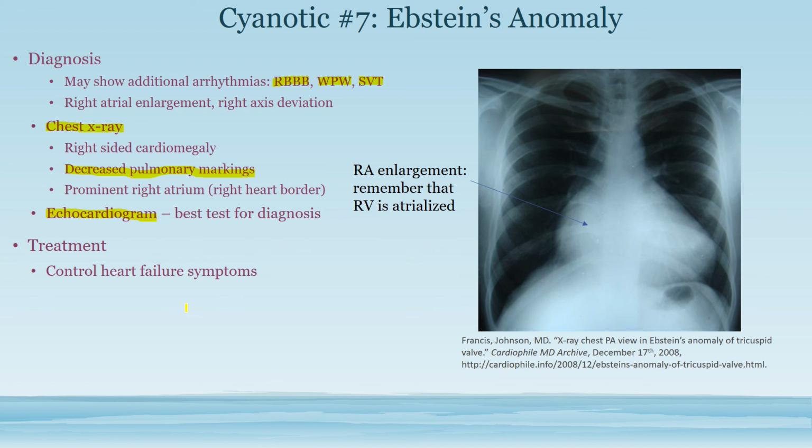Treatment: control the heart failure symptoms. Because this patient is going to have the right side failing and overloading with blood and having too much tricuspid regurgitant flow, you need to control the heart failure symptoms first before doing any definitive treatment. If you have severe tricuspid regurgitation and lots of cyanosis, you need to do surgery.